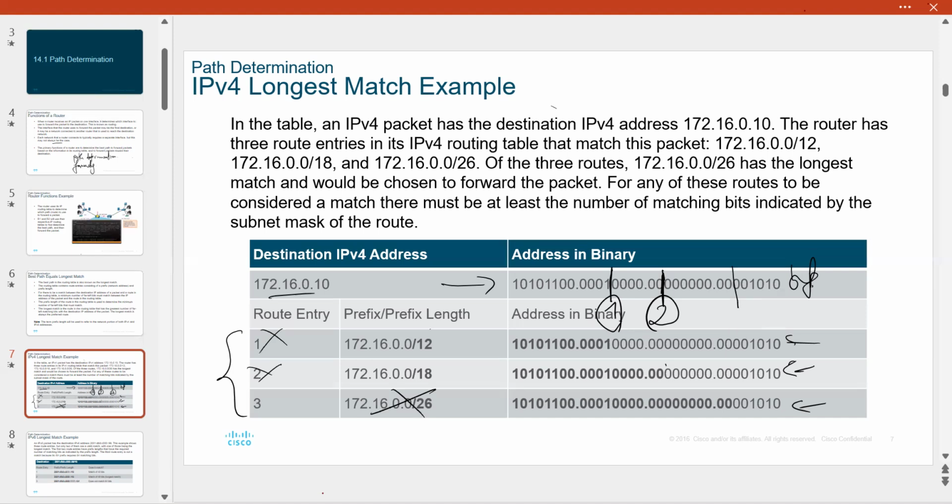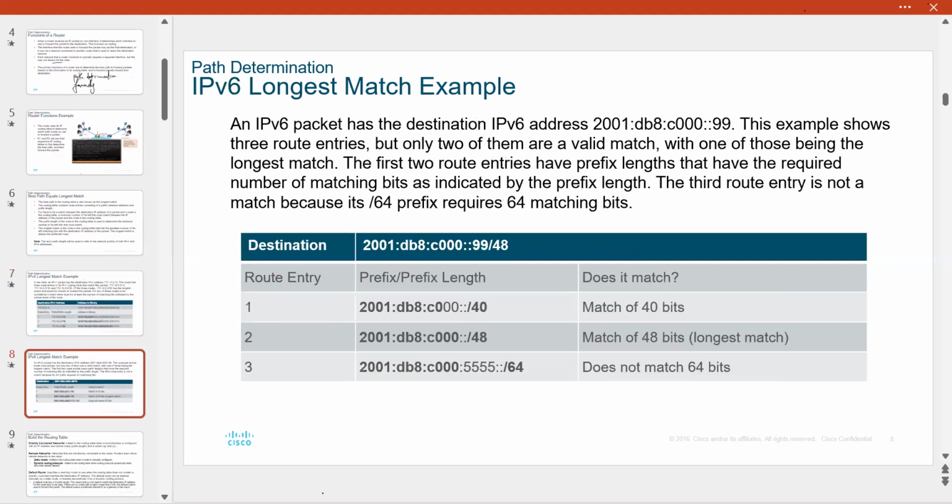But you see as we go, this is not a big deal. We have metrics used, and we have administrative distances used to choose the best path. But the starting point, obviously, is the longest match. Right. Number 8, the longest match example. What applies to IPv4 is the same thing for IPv6, almost the same thing.